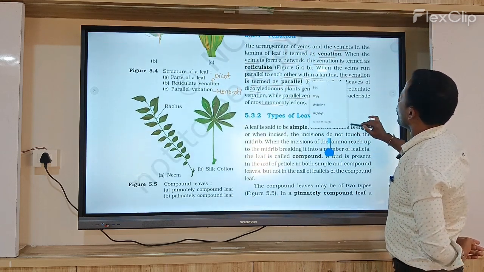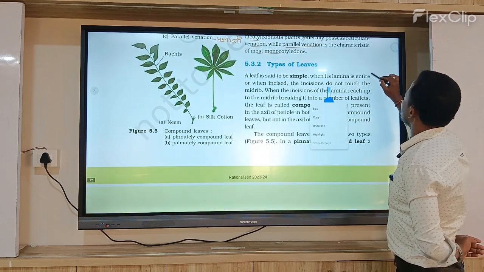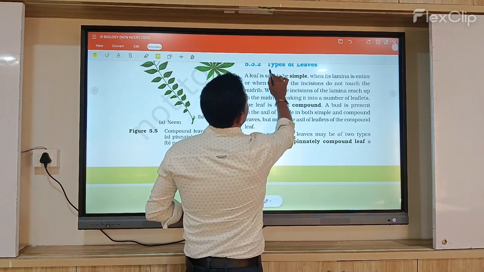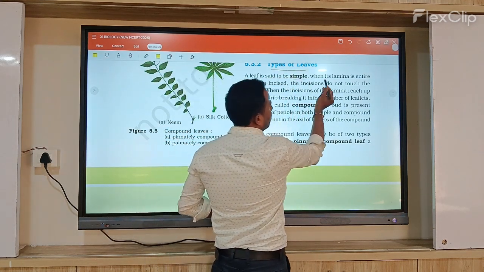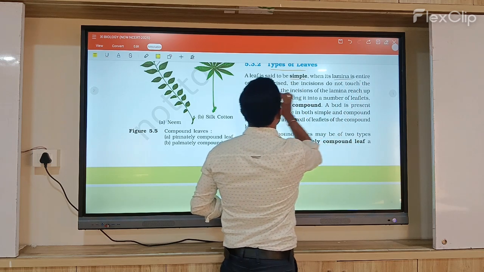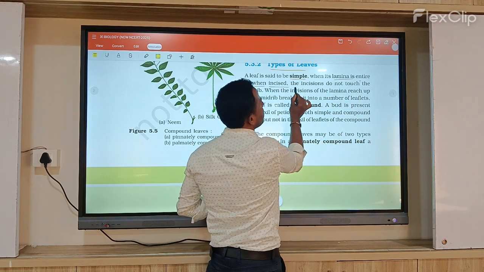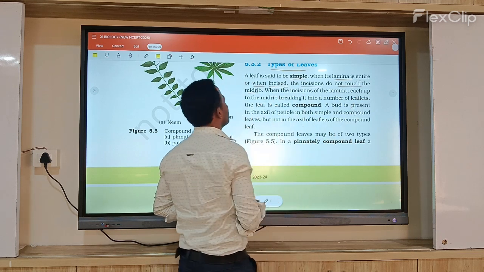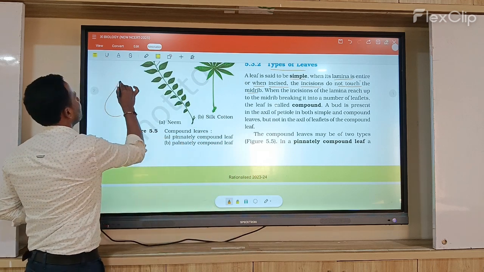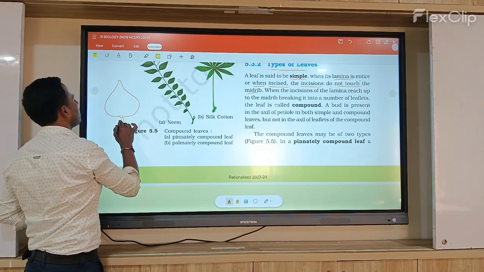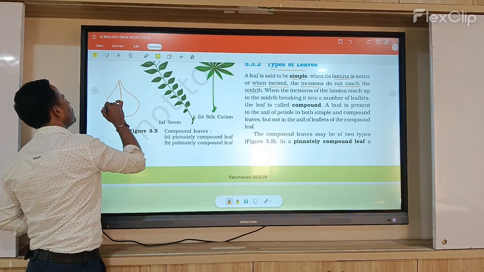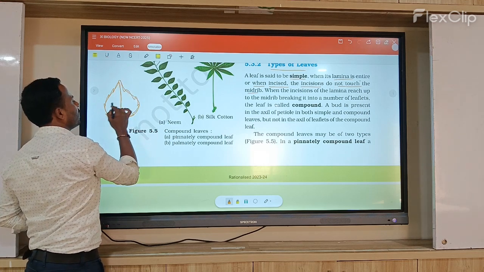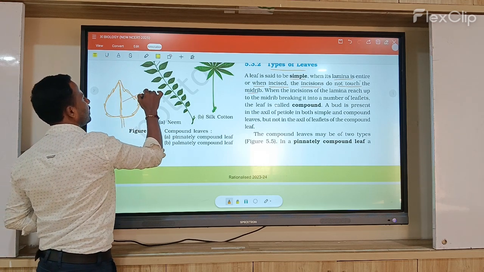Next, how many types of leaves are present? Types of leaves. Next one, types of leaves. Here a leaf is said to be simple when the lamina is entire or when incised, with the incisions not touching the midrib. Such a leaf is called a simple leaf. Here when you take a particular leaf, it consists of incisions. These incisions do not touch the midrib. It is a midrib, right?